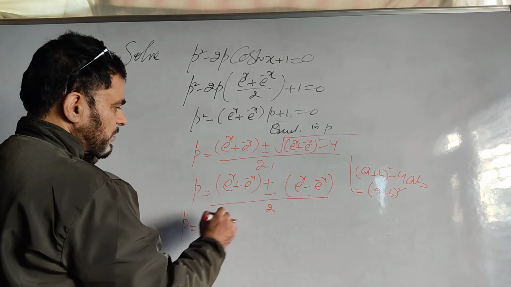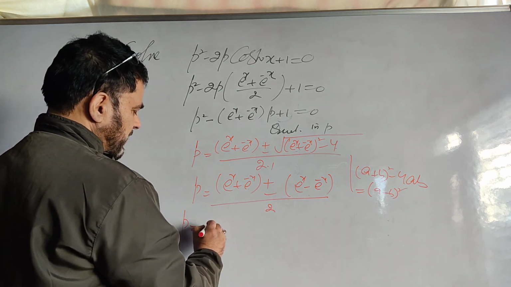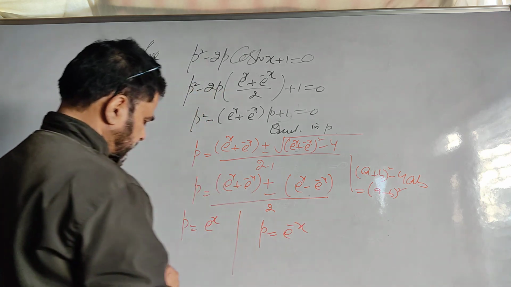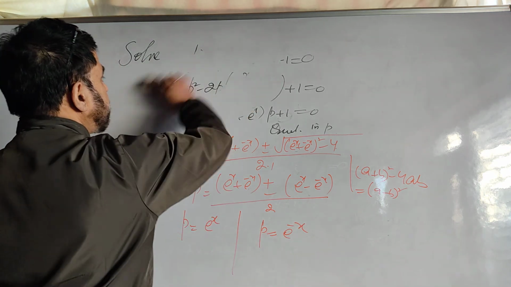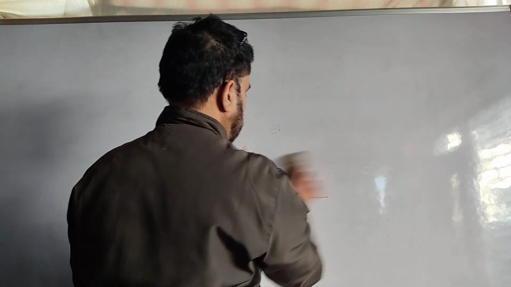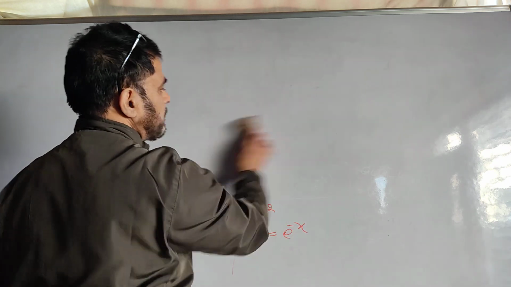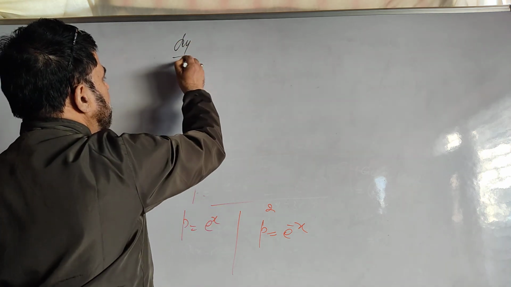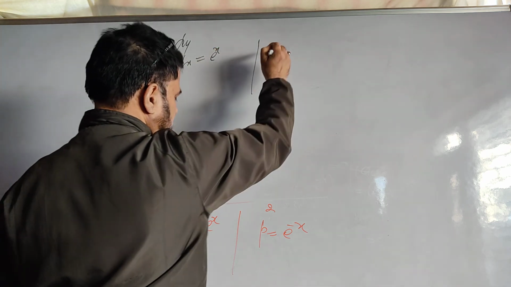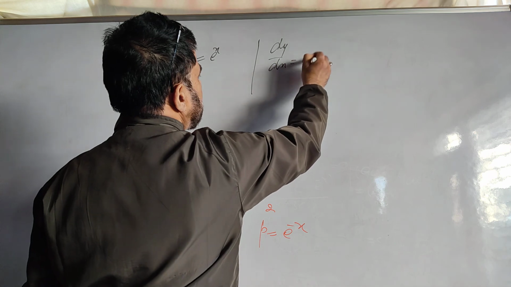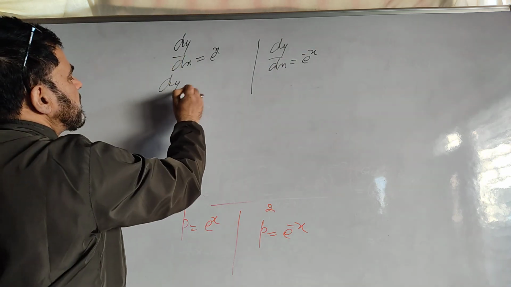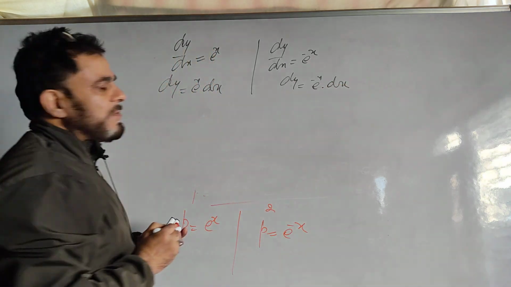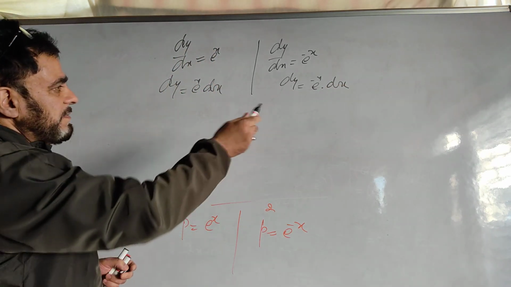This gives me p is equal to, when I take plus here, e raised power x. When I take minus here, p is equal to e raised power minus x. Now you simplify this. This is dy by dx is e raised power x. This is dy by dx is e raised power minus x. This gives dy is e raised power x dx. It is dy is e raised power minus x dx. And this is variable separable easily.